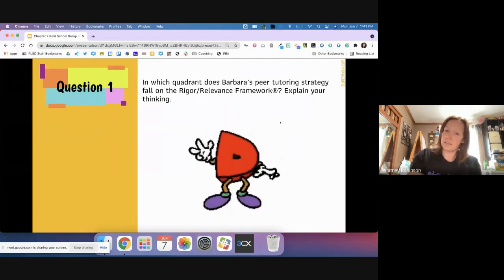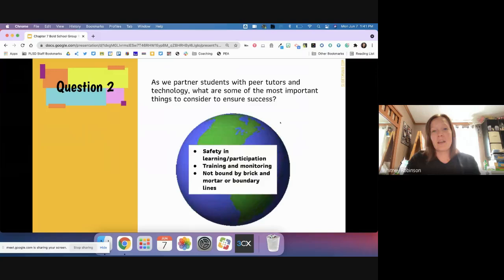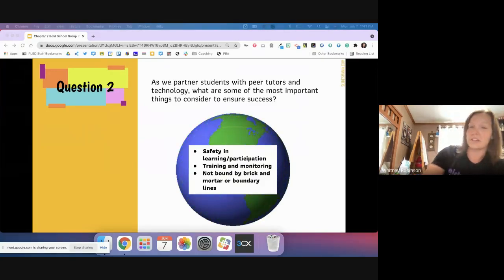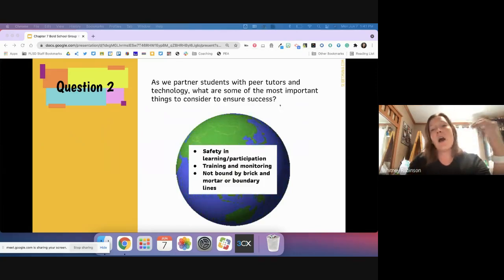Next slide. Question 2. Now, question 2 goes with the next slide as well. So we'll get to some more specifics. But the idea here is we partner students with peer tutors and technology. What are some of the most important things to consider to ensure success? There's a laundry list. And there's actually a numbered list in the chapter along with some other little anecdotes throughout.